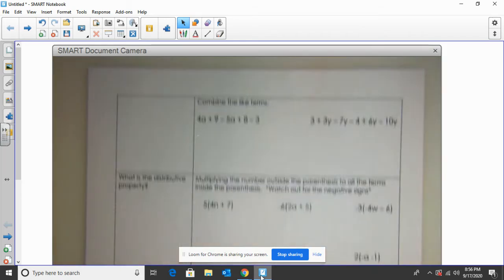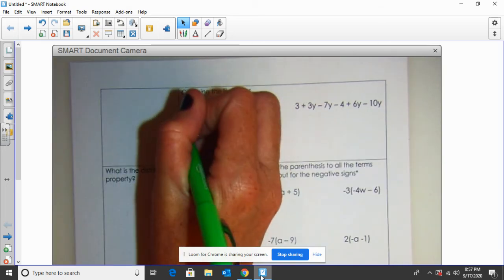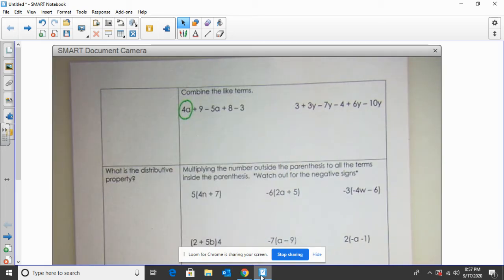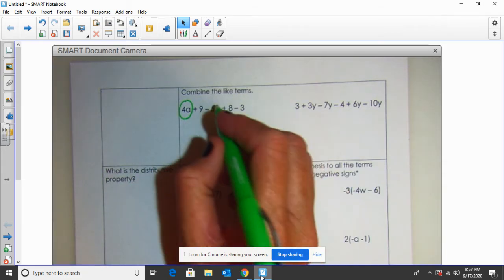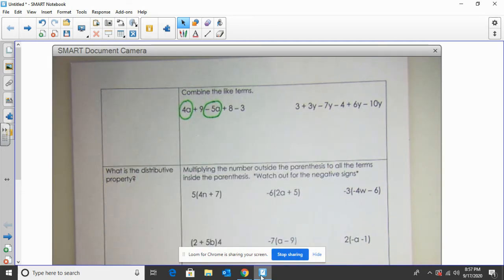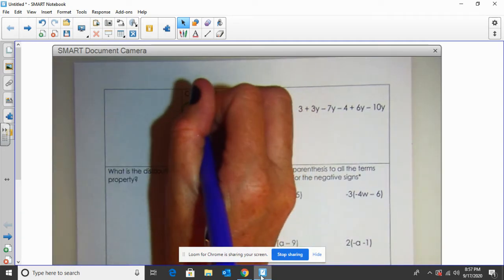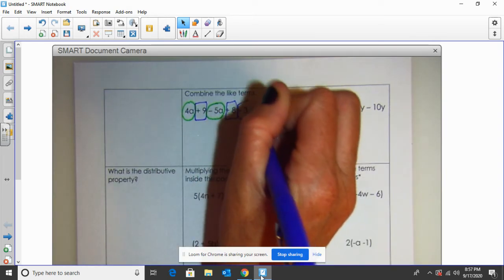So on the second page, you're going to go ahead and copy, if you're writing on your own paper, copy down the problem. If you're doing it on printed paper, then you can just go ahead and start with either your different colors or your different shapes. So again, variable terms first. I see a 4a, and I know that it's positive because there's no sign in front. Okay, I see a 5a, and remember to keep that minus sign with it, okay? Now I'm going to switch colors. I see a positive 9 as a constant, a positive 8, and a negative 3.